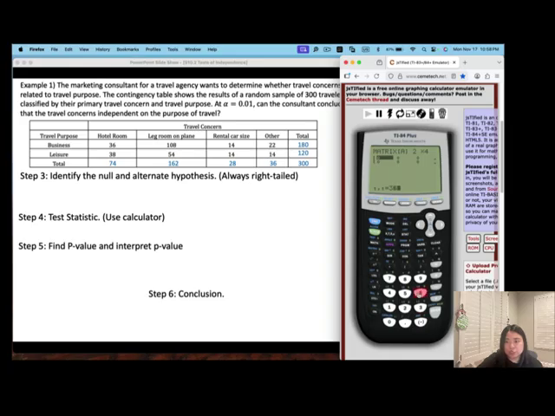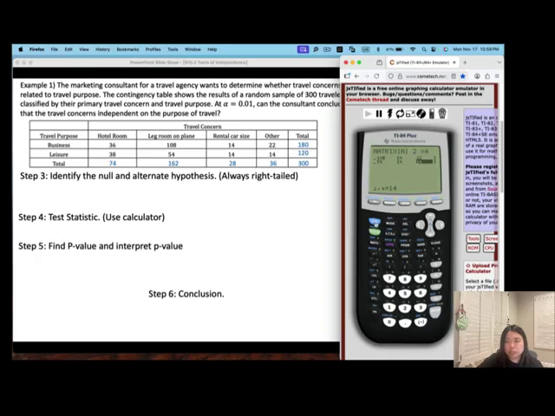So we have a 36, enter, 108, 14, and last one 22. Okay, and then the second row 38, 54, 14, and 14. Okay, right? 2 by 4 here.